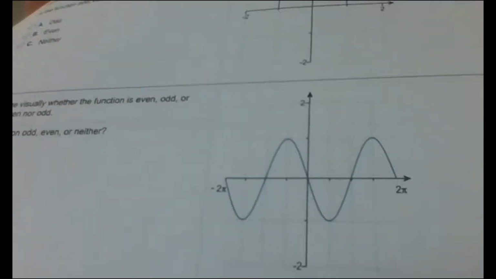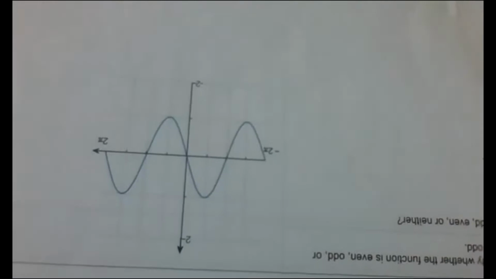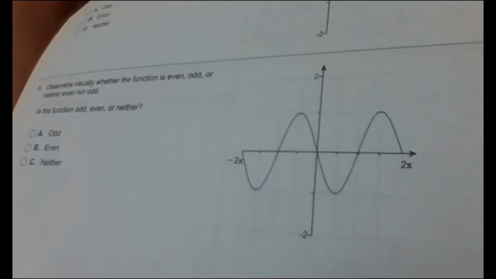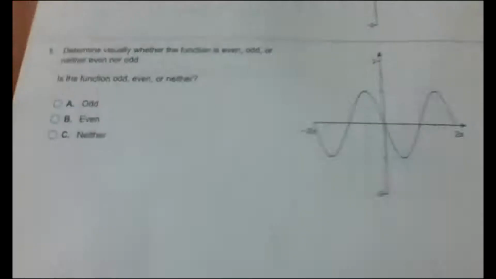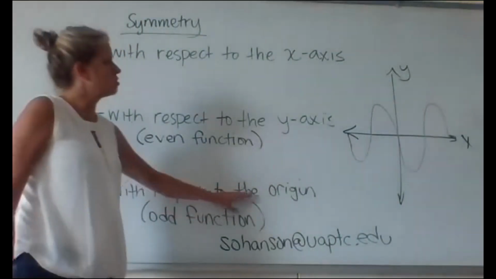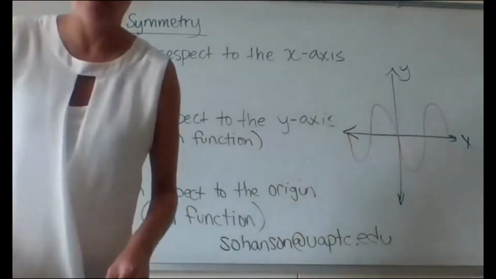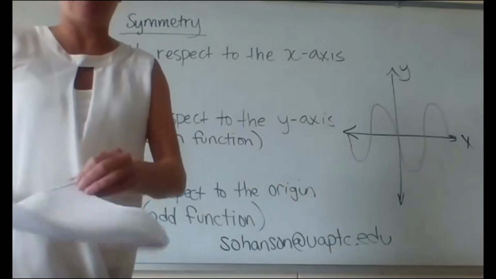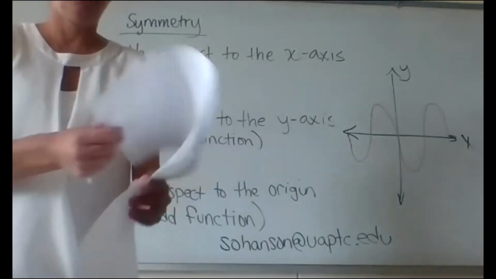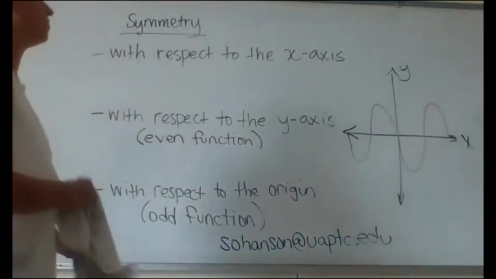So get a good glimpse of it there. Turn it upside down. Is it the exact same graph upside down as it is right side up? Which it is. Which means this one is symmetrical with the origin, and all functions that are symmetrical with the origin are odd functions. So that one is an odd function. Okay, so that's the end of 7.1.